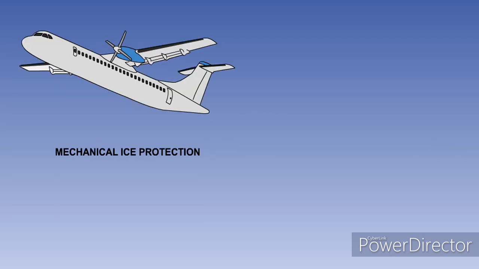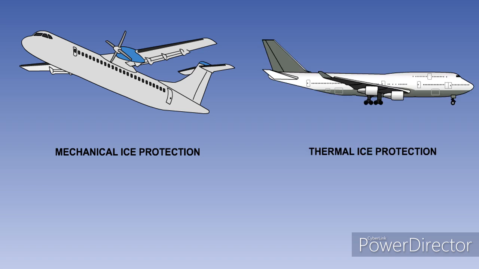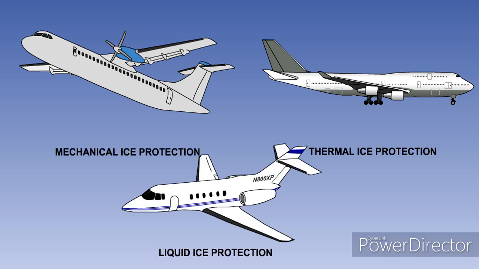The methods used for ice protection can be split into three groups. They are mechanical, using expanding rubber boots; thermal, with the heat being supplied by electricity, engine oil, or hot air; and liquid, using freezing point depressant fluids. These methods are all examined in detail in the following lessons.